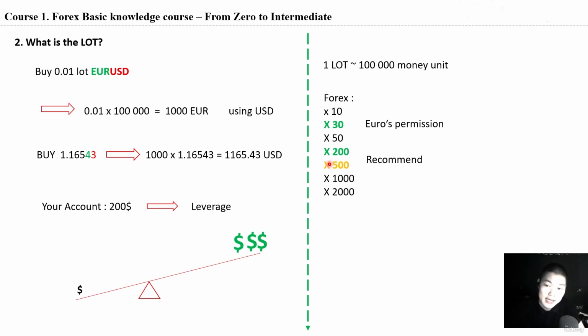And one more thing I want to say in this lesson: under European regulation, a European broker only is allowed to offer you leverage of 30 times, but some brokers in the world not related to the eurozone can offer you a lot of leverage levels you can choose. But I highly recommend that new traders and also old traders only trade with 200 times, and up to 500 times is enough for you to trade.